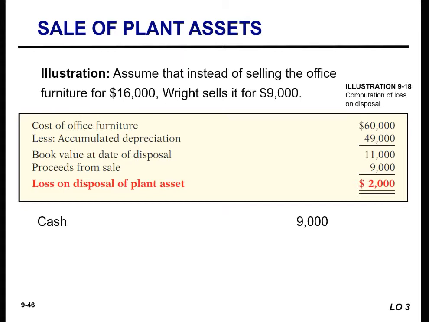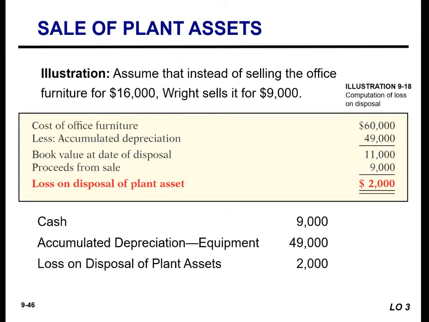We still have to close out the actual asset and its accumulated depreciation. So we debit accumulated depreciation, $49,000. We recognize the loss on disposal of plant assets of $2,000. And then we will credit our equipment $60,000 to remove our equipment. Like the gain, the loss is reported in the other expenses and losses section of the income statement because it is not a part of normal operations.